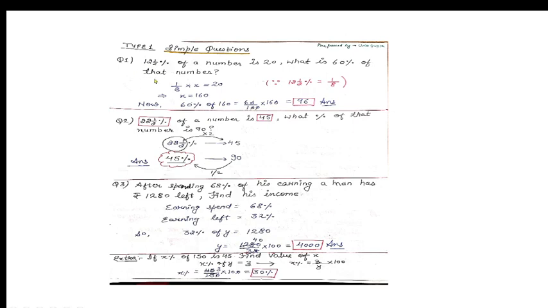So here you can see the benefit of the chart, that if you have learned that 12.5% is 1 by 8, it will help you to save your time in the exam. Move on to the next question.